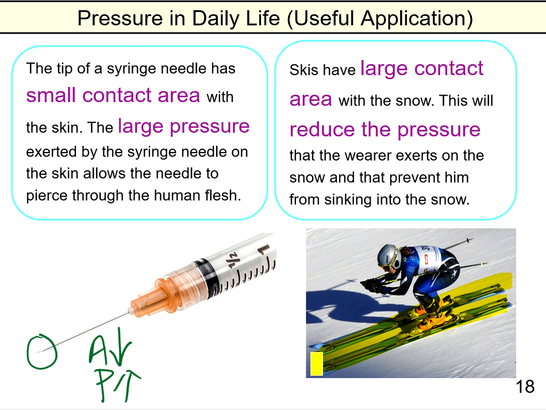Now, since we are not able to change our weight so easily, the next way to change our pressure is to change our contact area. So in this case, the contact area for the pair of skis is large. So this is when our contact area is large. And therefore, the pressure that you exert on the snow is going to be smaller. And with a smaller pressure, you can quite safely move on the snow without sinking in.